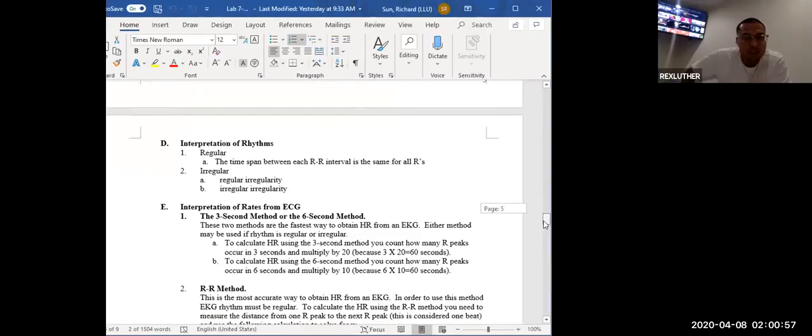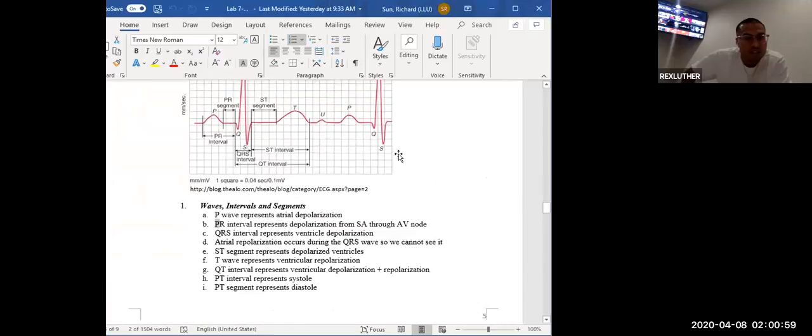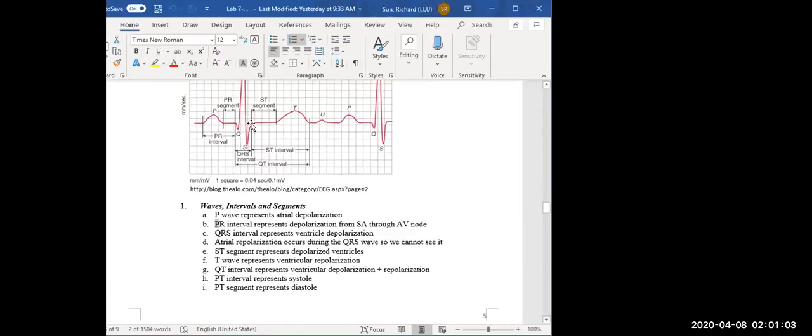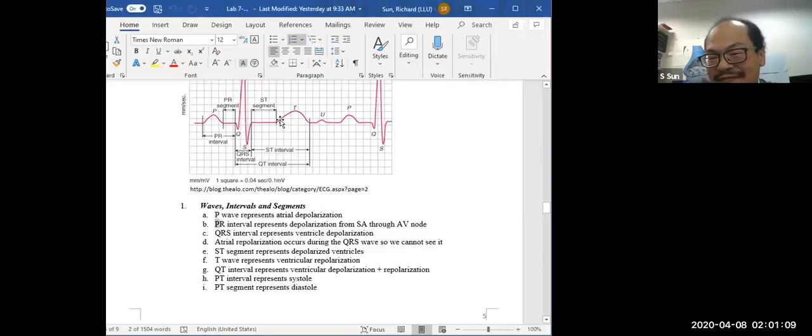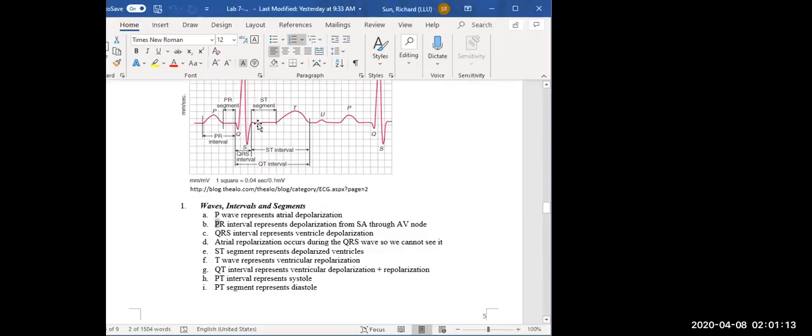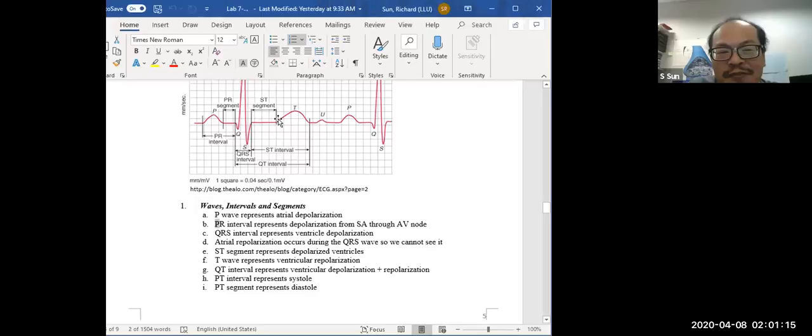How do you know when there's an infarction? So how would you know? The ST segment. If it is elevated, then this patient has an infarction. There should be no peak there. It should be flat.